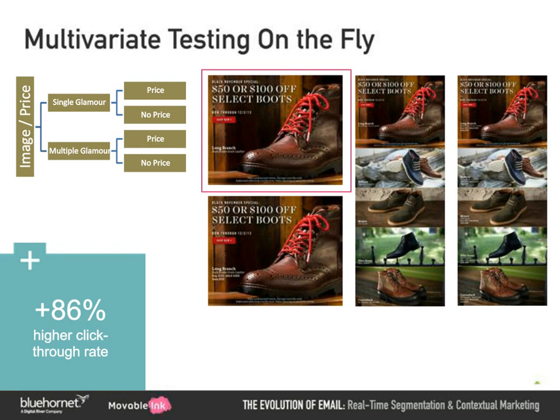We've got just the imagery of a single boot, our Long Branch, one of our most popular boots, and then a longer email showcasing 5 different boots that we had going on during that season. Then we had the price versus no price. We saw an increase of 86% click-through rate on the message that was no price and a single boot. And so the creative automatically updated for all of our subscribers to show just that creative.